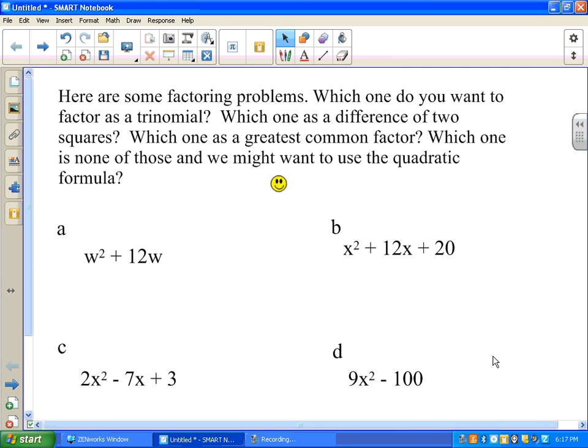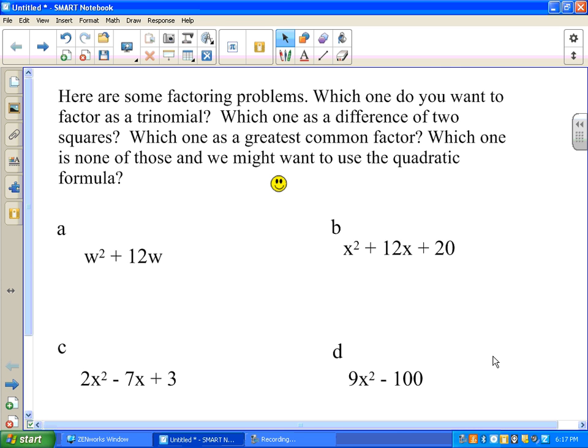Which one as a difference of two squares, which is just a special trinomial where the linear term is 0? Which one is a greatest common factor? And which one is none of those? And you might want to use the quadratic formula or something called completing the square or some other method.